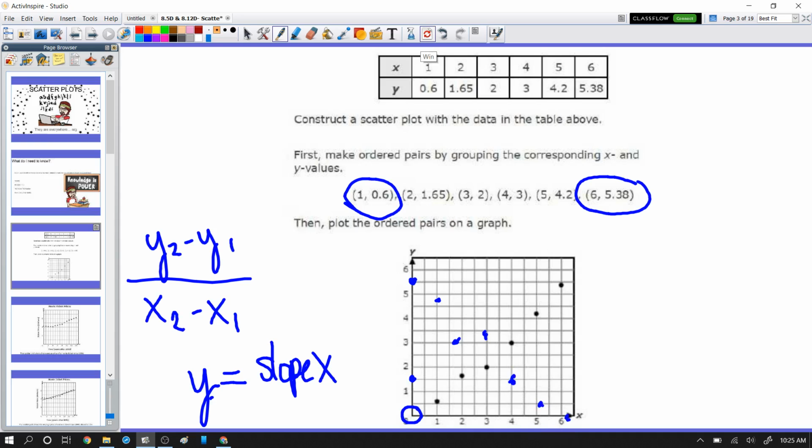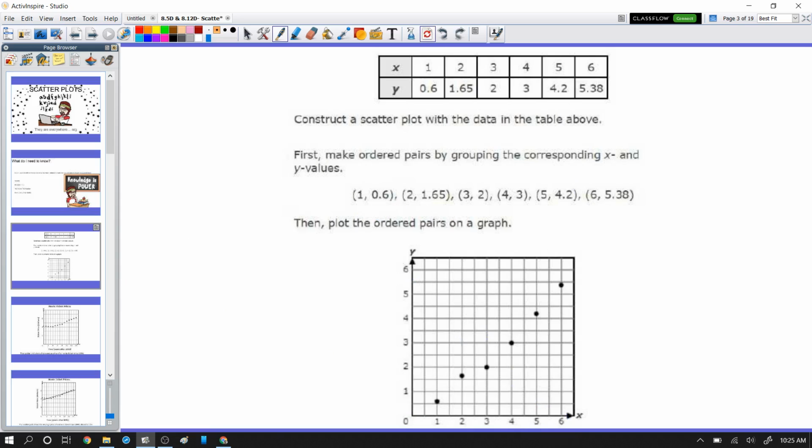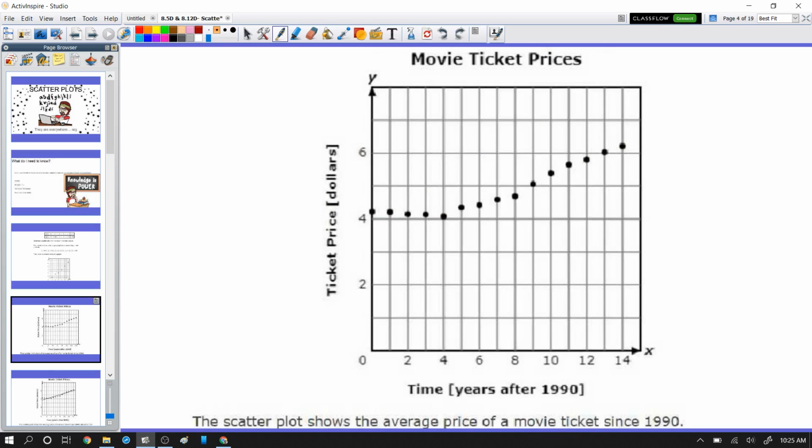So let's just take a look at a couple of them and see what we can see. Okay, you can see that there is a trend here. Now, if you were to argue that at the very beginning right here, there is no trend, you'd be correct. It looks like it's staying pretty stable. So ticket prices remain stable all the way from 1990 to 1994.